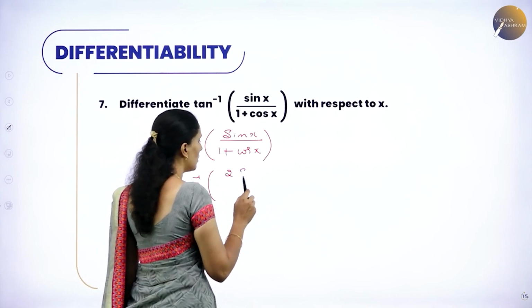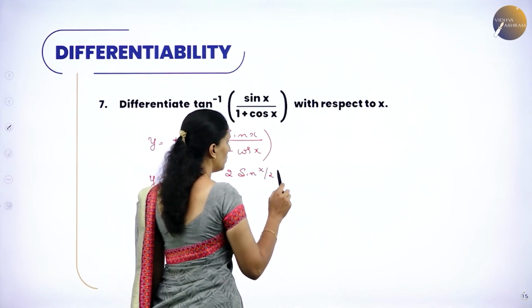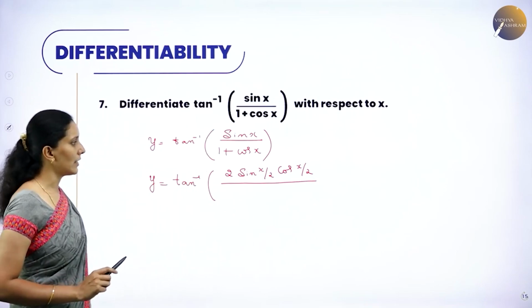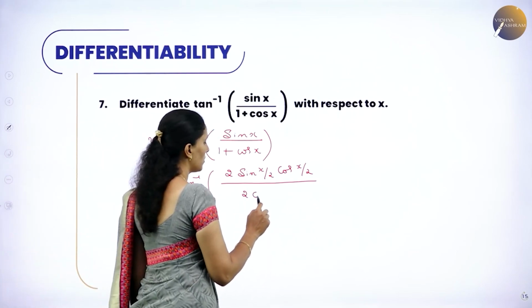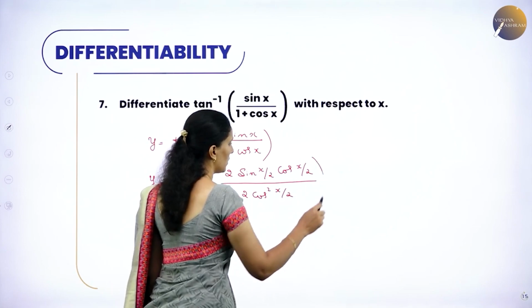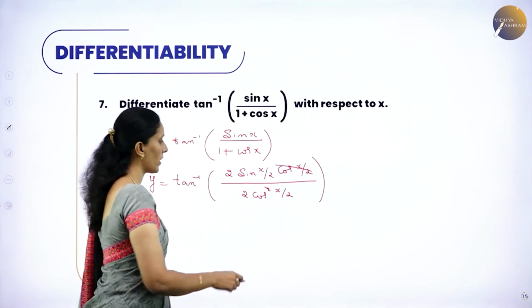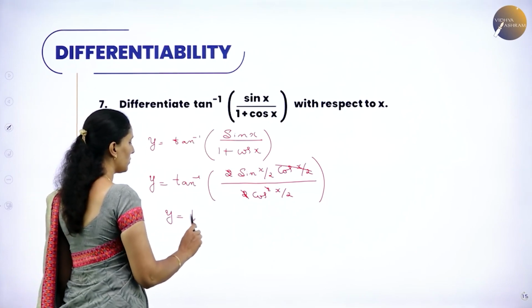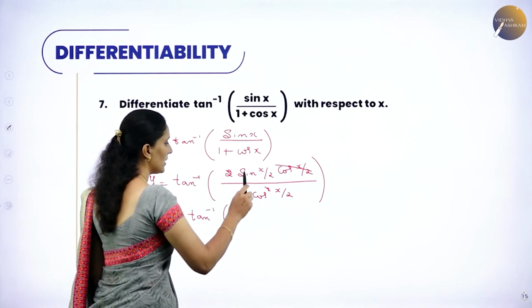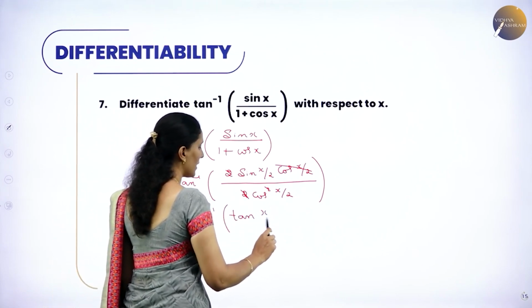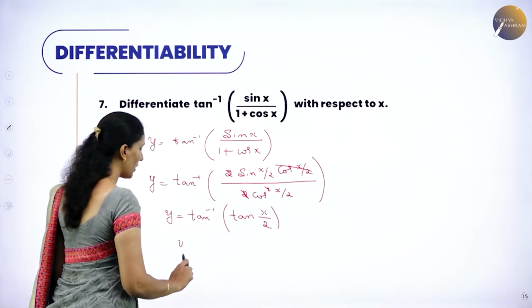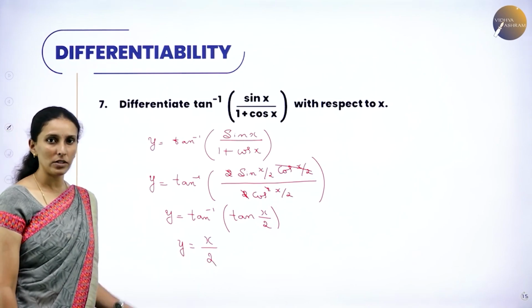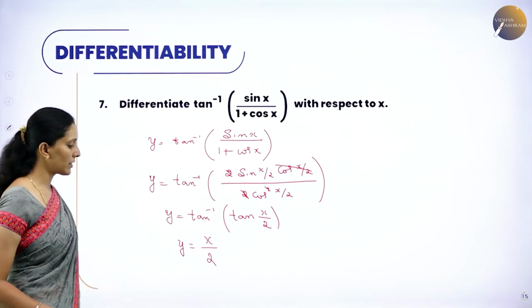Sin x can be written as 2 sin x by 2 cos x by 2 whole divided by 1 plus cos x, which can be written as 2 cos square x by 2. So here cos x by 2 cancels, 2 gets cancelled. We have sin by cos. So therefore y is equal to tan inverse of tan x by 2. Now tan inverse of tan is clearly y is equal to x by 2. Now let us differentiate it because it is simplified. So we have y is equal to x by 2.